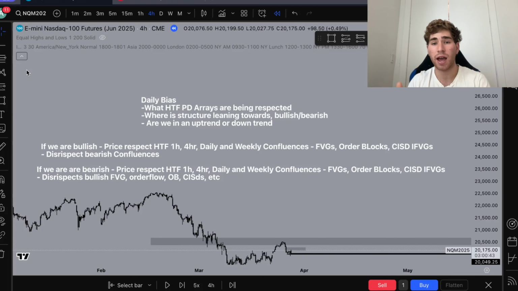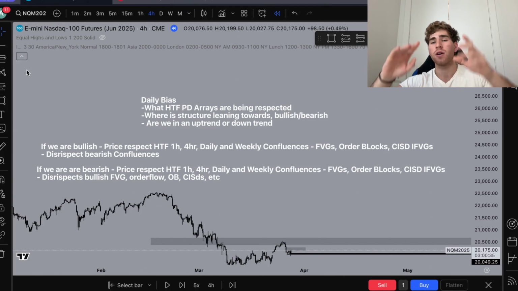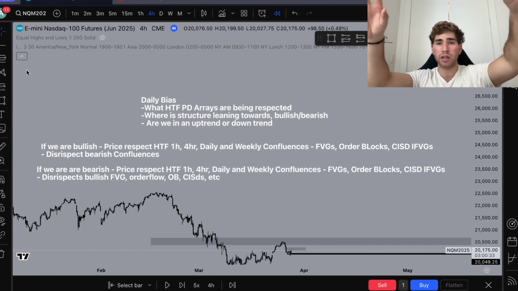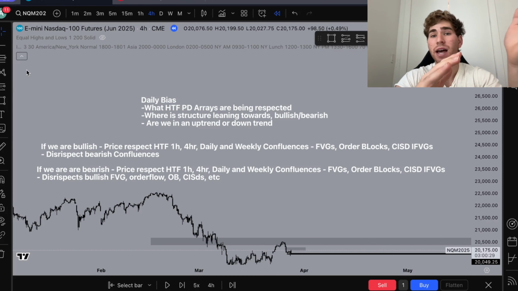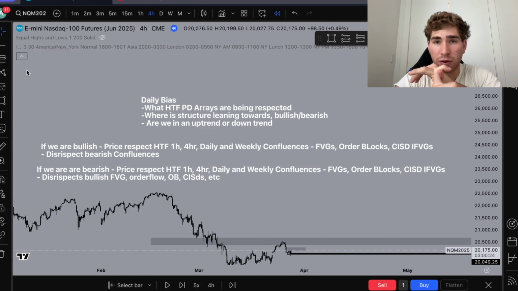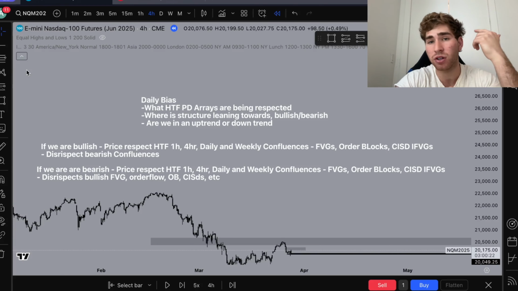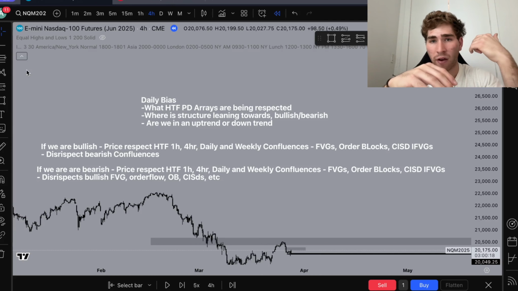How we utilize time frames is as simple as start on the weekly, go to the daily, go to the 4 hour, 1 hour, 15 minute, 5 minute, 3 minute, 2 minute, 1 minute. You're going to use the 1 hour to the weekly to see what high time frame PD arrays are being respected and what high time frame PD arrays are being disrespected. So if you see we're respecting a bullish fair value gap on the 4 hour and we just inverse a bearish 1 hour, you can say, oh, we're bullish. And that is a very valid judgment.